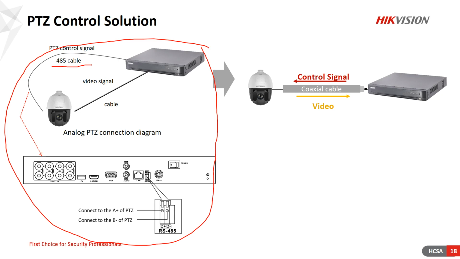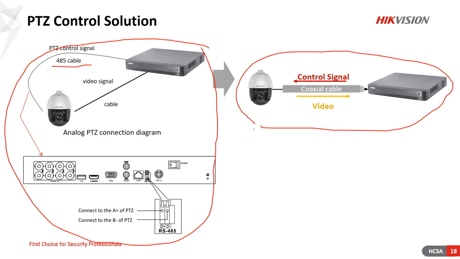So it is not so good for the clients to do the installation, because there must be a lot of cables. They must get mad. So we did optimization on that, and we invented the coaxial cable, which is going to transmit both the video and the control signal. So it is a really good development.